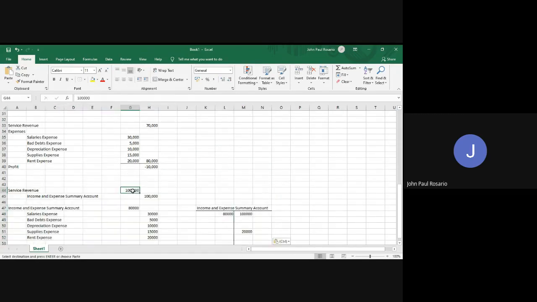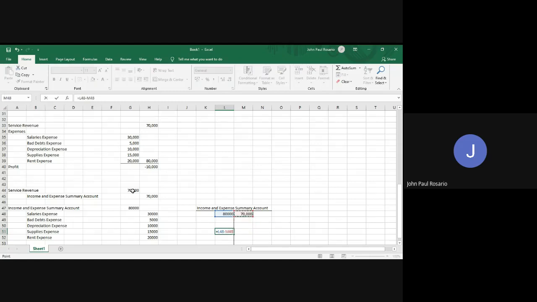But this one is only 70,000. This is 70,000. Now, really, this is 70. So what we favor is the bigger amount, so 70 becomes 80.